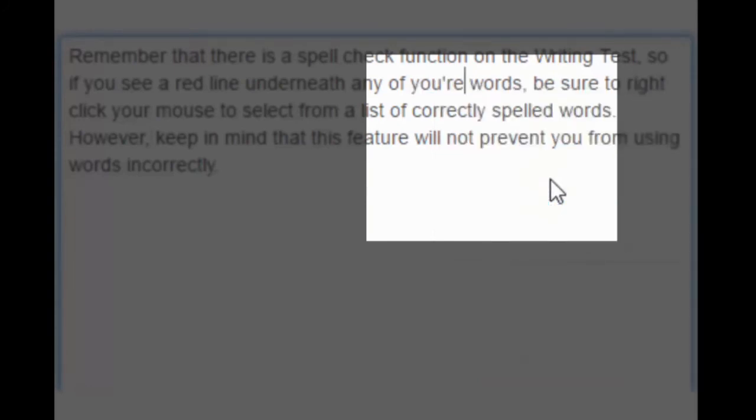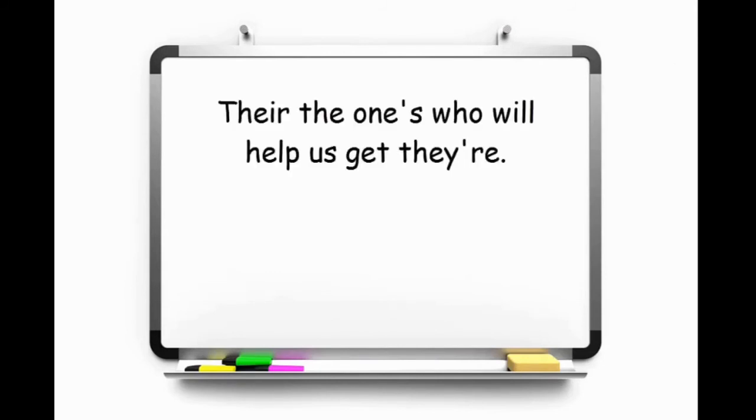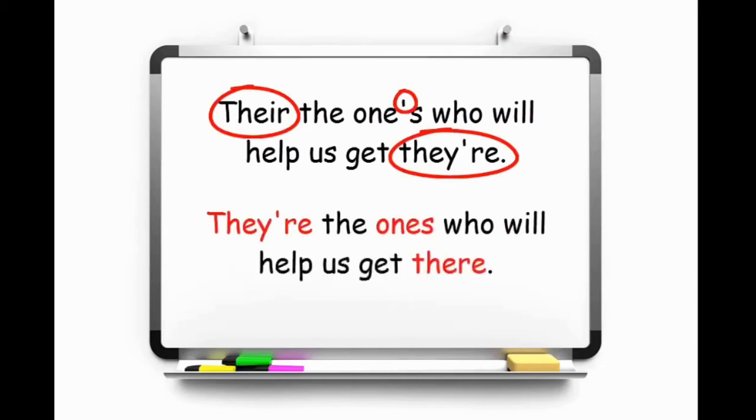However, keep in mind that this feature will not prevent you from using words incorrectly. Spellcheck would not, for example, pick up the mistakes in this sentence. They're the ones who will help us get there. The correct version of this sentence should look like this. Spellcheck can only verify whether the words you write match its database of correctly spelled words. It cannot let you know if you are using a particular word in the right context.